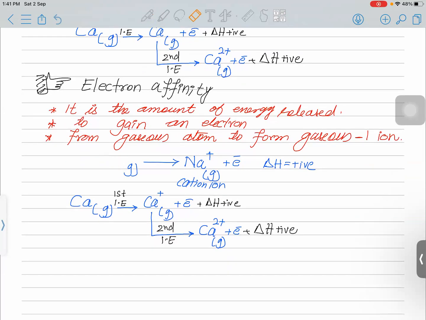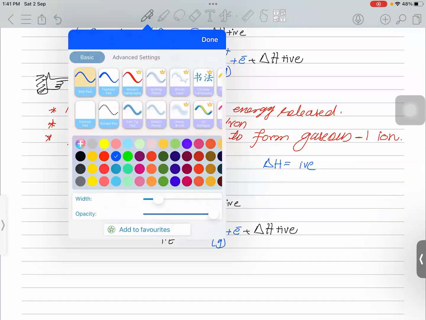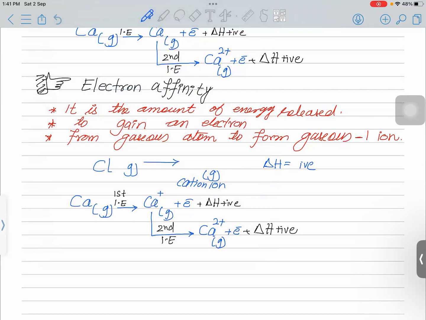Now the equation is chlorine gaseous atom, chlorine minus ion is formed. This is not a cation, this is an anion. This is called an anion. Delta H is negative.